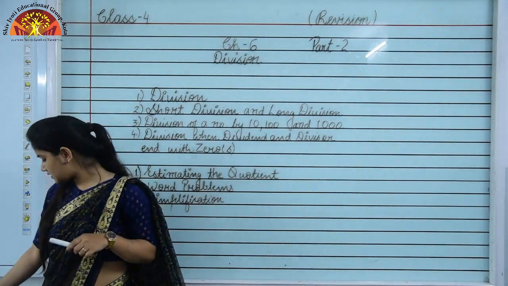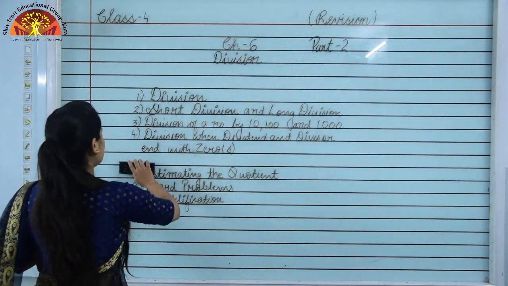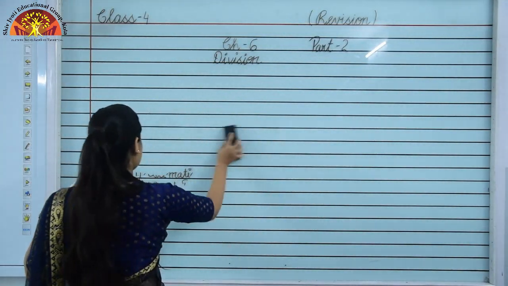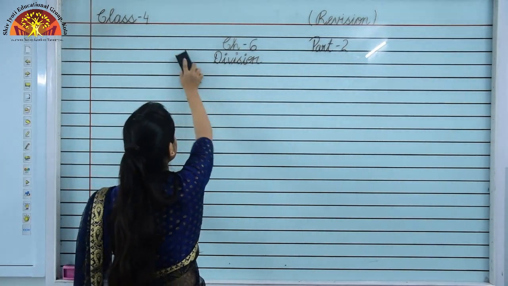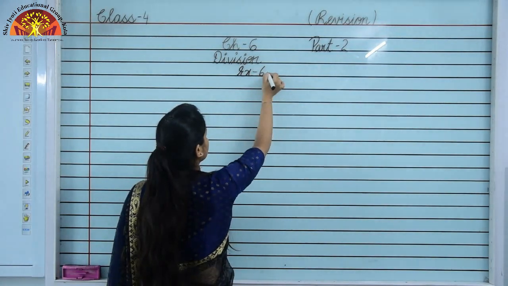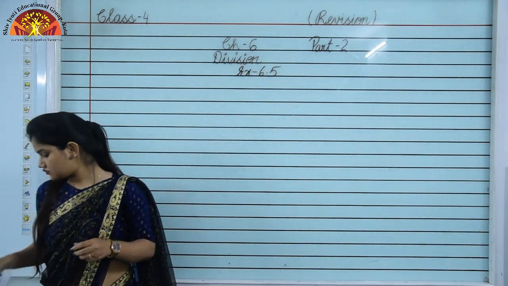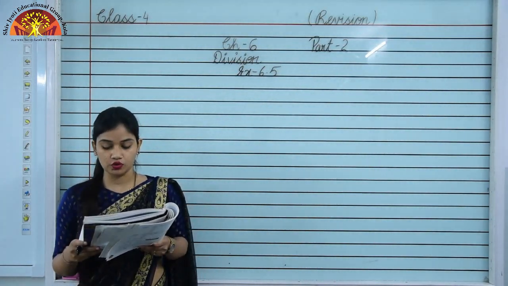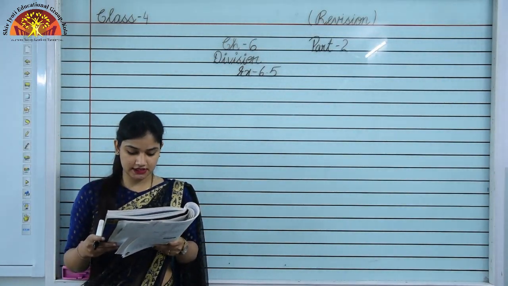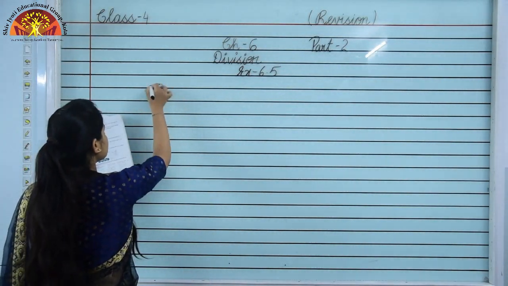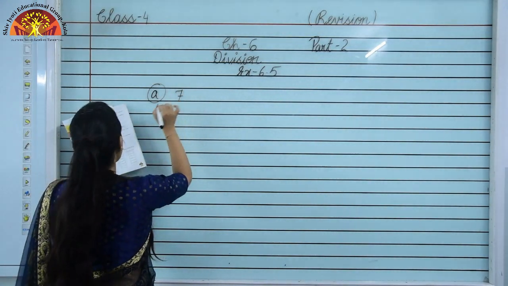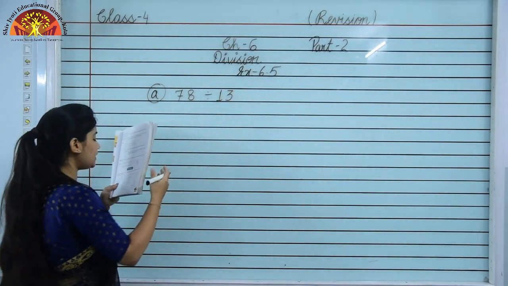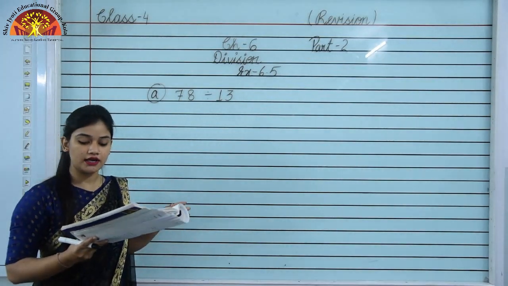So students, open page number 81 in your book. Now we will start exercise 6.5. So now students, we are taking quotient. Find the estimated and actual quotient and remainder of the following. Round off the numbers to the nearest 10. So students, we are taking A part of exercise 6.5 and the A part is 78 divided by 13. So now students, we have to find the estimated quotient also and actual quotient also.